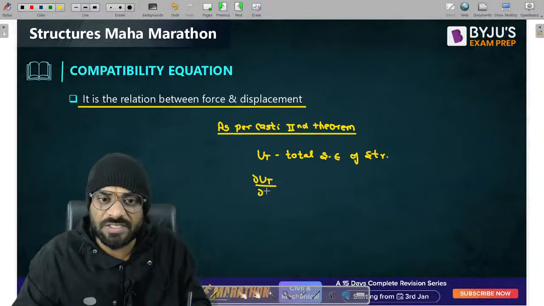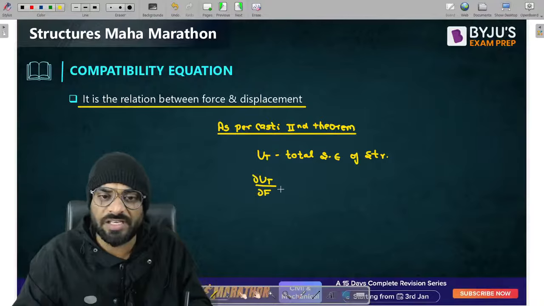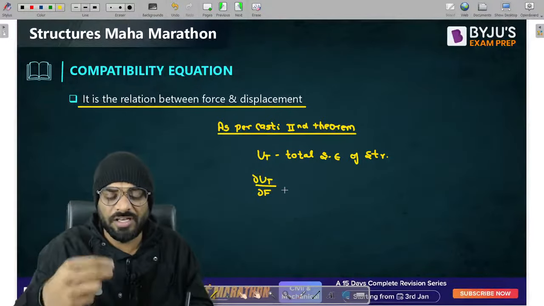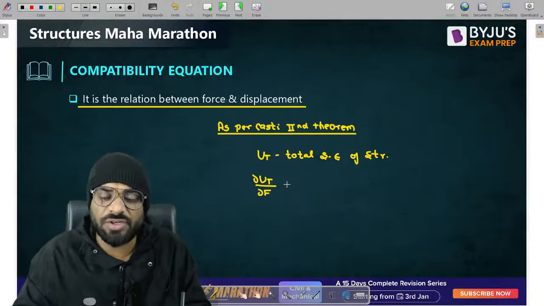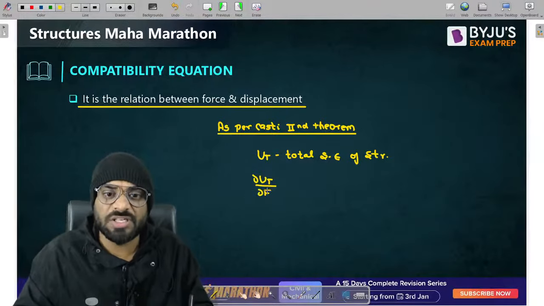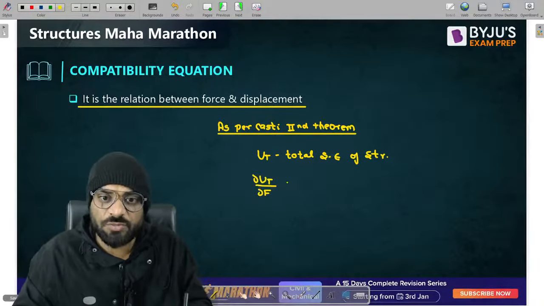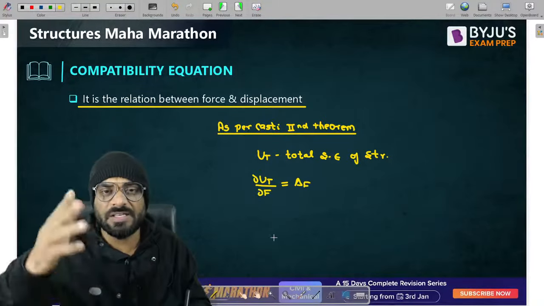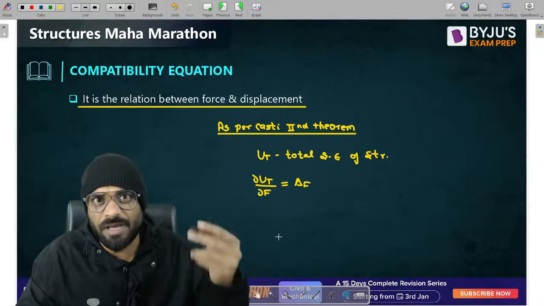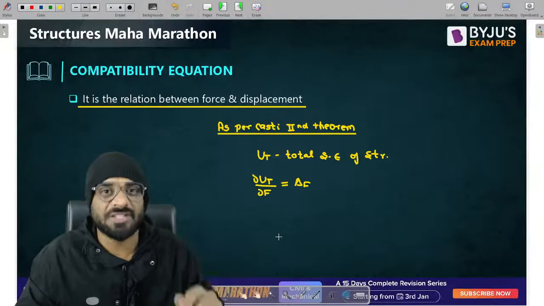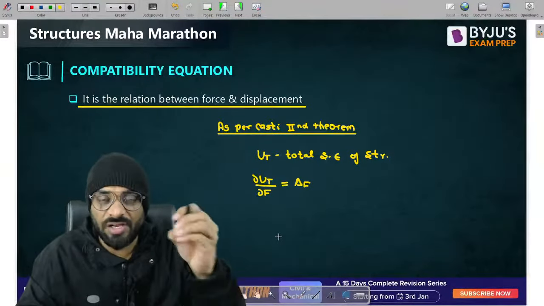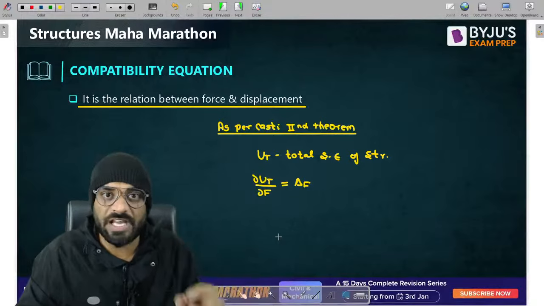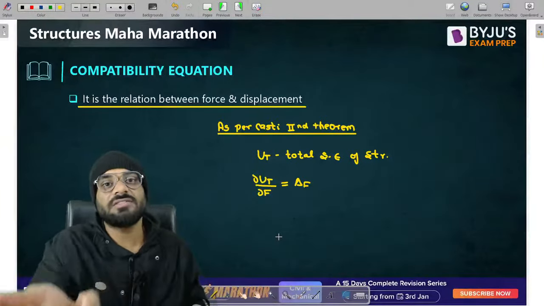So let us consider, if I want to find out the displacement in any force direction, I have to take the first partial derivative of it with respect to F, right? And it should be equal to what? It should be equal to delta F. But guys, in our case, we are taking the first partial derivative with respect to a reaction. So in the direction of the reaction, the value of displacement is always known to us. And if it is known to us, then we can write it as 0.